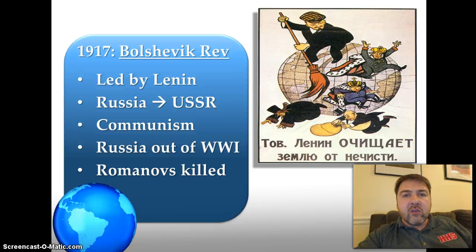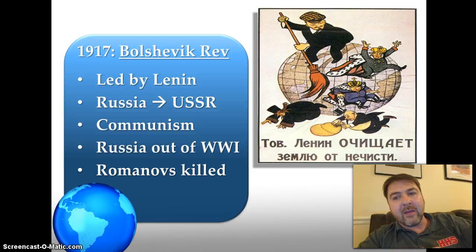We see they're going to change Russia to the Soviet Union. They're going to change Russia into a communist society. We see Lenin here with the broom, and communism's goal of making everyone equal has no room for people like kings and queens, has no room for rich merchants and bankers. It doesn't even have any room for religion and religious leaders. So we see Lenin with the broom sweeping all of those people off the globe.